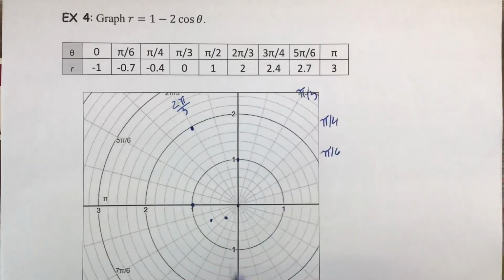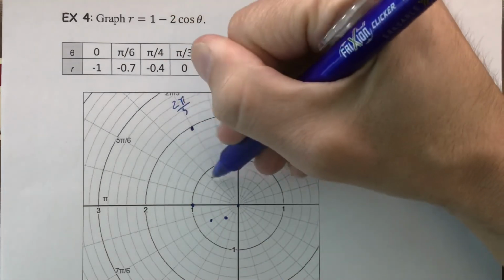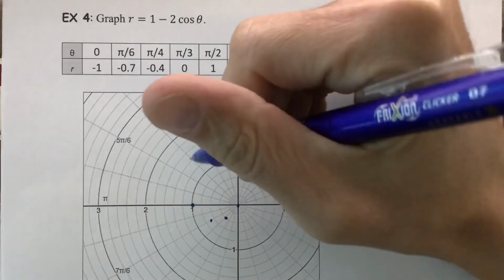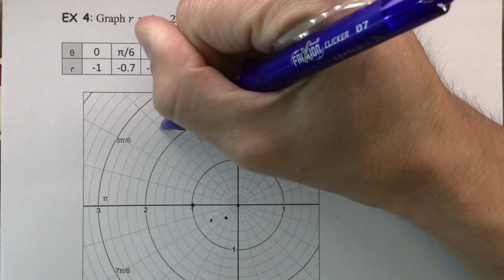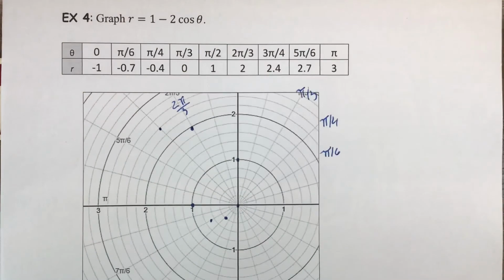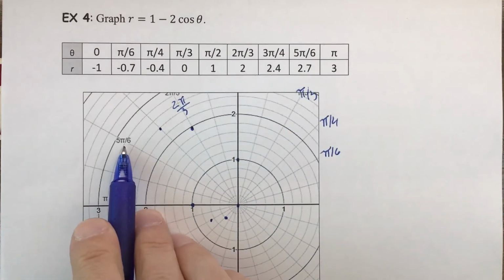Next, 3 pi over 4. 3 pi over 4 is going to be at that diagonal here, and that will have 2.4. We're a little bit further out, 2 rings out because that'll be 2.2, and this would be 2.4. It'll be there. All right, 5 pi over 6. We can see 5 pi over 6 right there. 2.7. We're actually getting further out here.